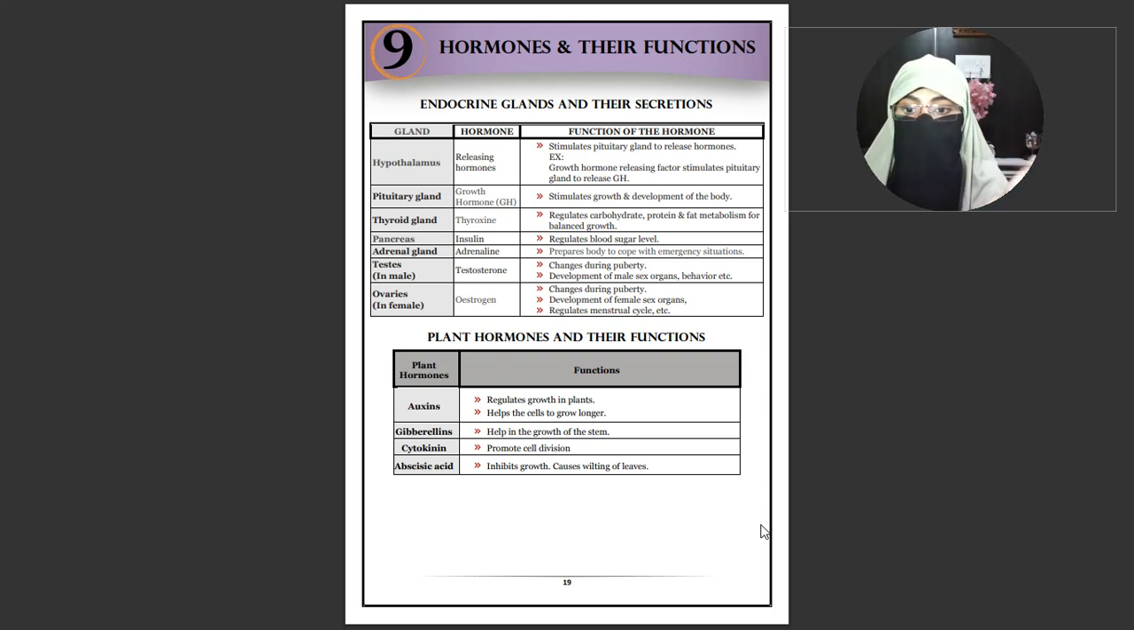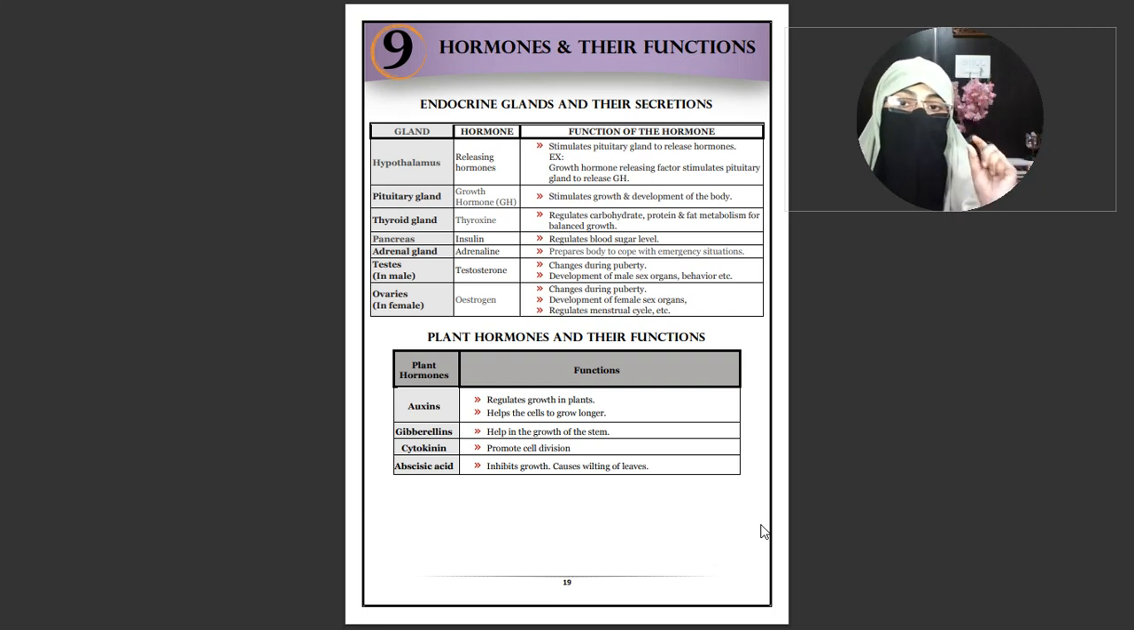Auxins help in the growth of cells. So basically, the hormone which individually focuses on the growth of a cell is the auxin. Gibberellin helps in the growth of a stem. Cytokinin helps in cell division. Abscisic acid inhibits the growth, causing wilting of leaves.